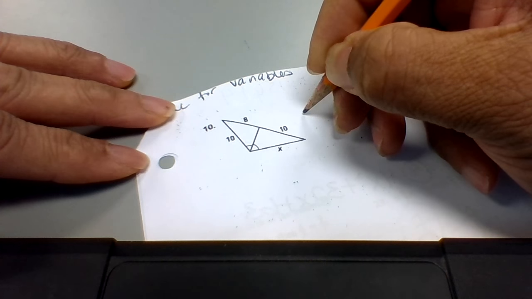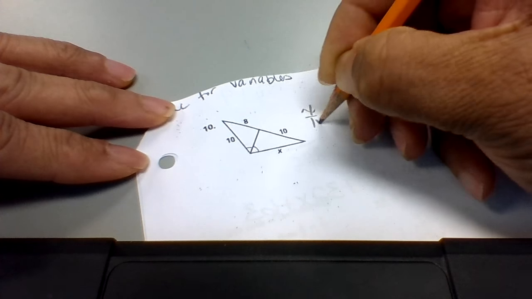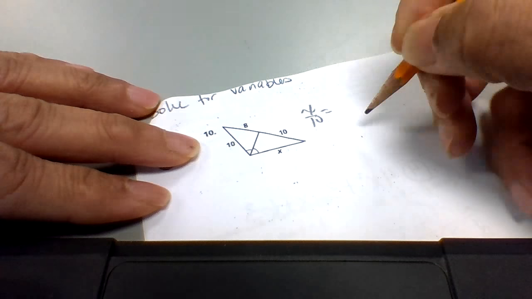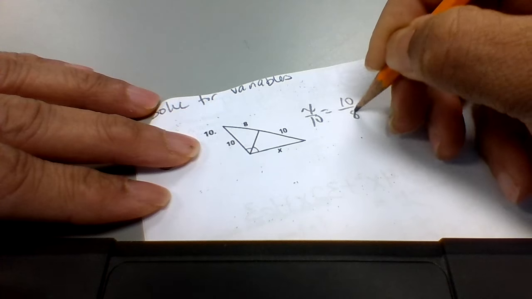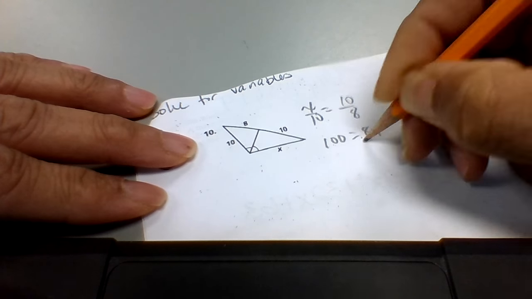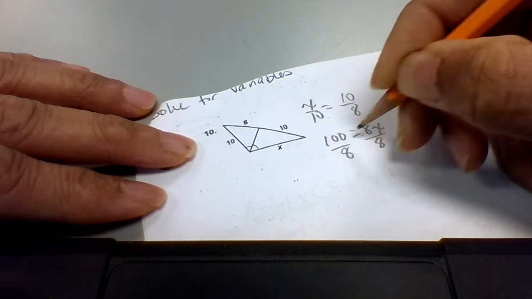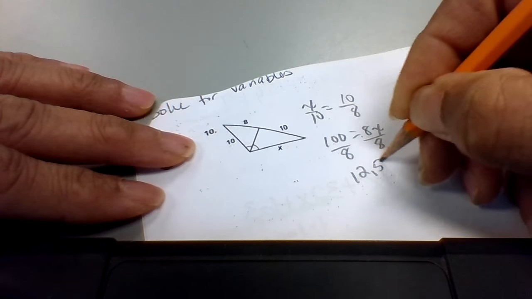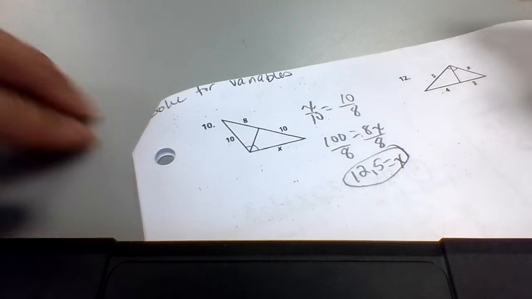So x over 10 equals 10 over 8. Cross multiply, give me 100 is equal to 8x. Divide both sides by 8, and you get 12.5 is equal to x.